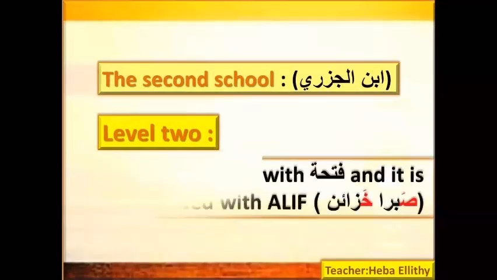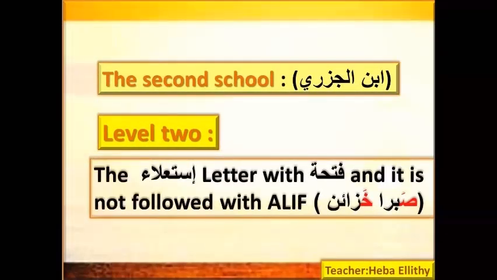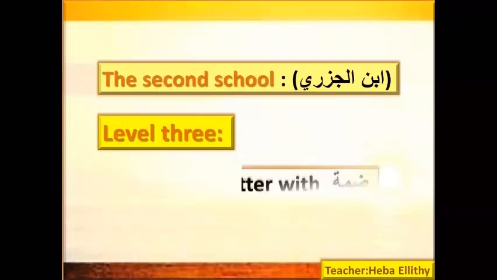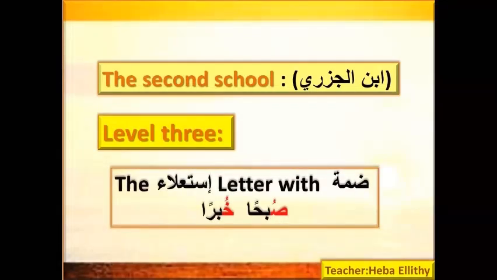Second level of the tafkheem, the isti'la or tafkheem letter with fatha, and it is not followed by alif, just fatha, like sabra, khaza'in, and it's very close to each other. When I say khaifin, it's close to khaza'in. It's not that big difference between them, but it's not the same level exactly. Level 3, the isti'la letter with dhamma, like subaha, khubara.